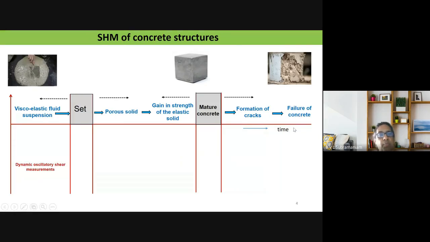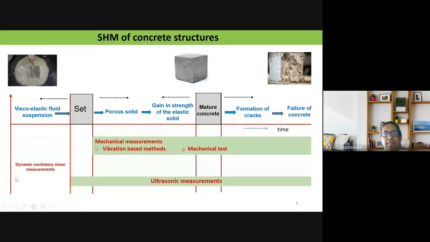Now, the issue of monitoring of concrete: when we're talking about the fluid state, mostly what we rely on are dynamic oscillatory shear measurements, but they're basically laboratory-based measurements, primarily rheology-based. We have mechanical measurements. We use vibration-based measurements once the concrete has become a solid.